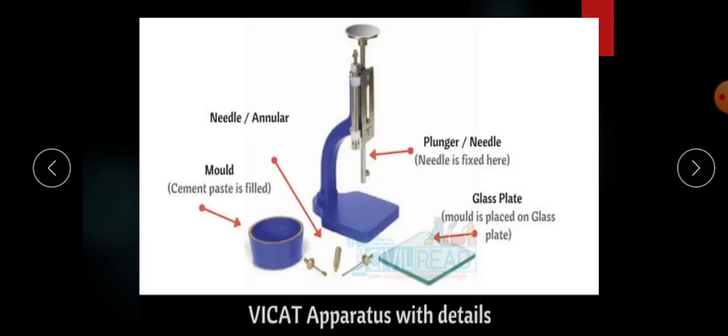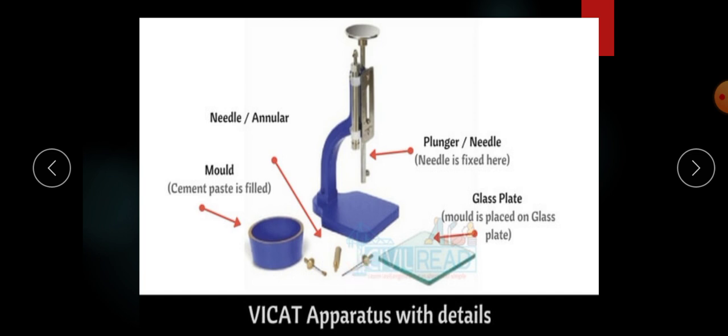So see here, this is the Vicat apparatus. I have already explained this in the previous video on initial setting time. This is the glass plate and this is the plunger, and to this plunger the needle is going to be attached. This is the mold, and these are the annulars or needles, and this is the movable rod. So this we have used for initial setting time, right?